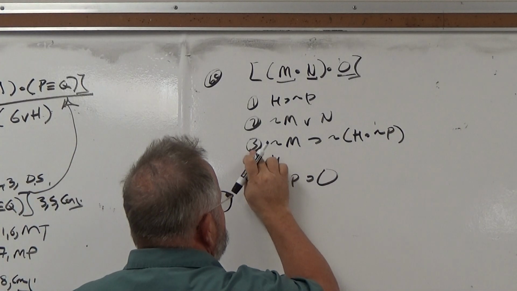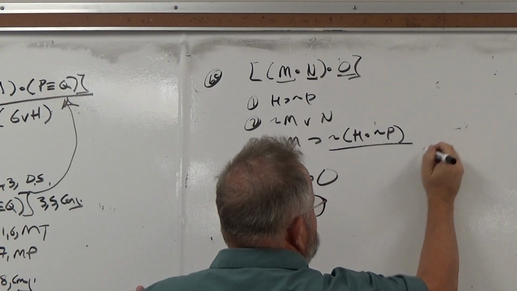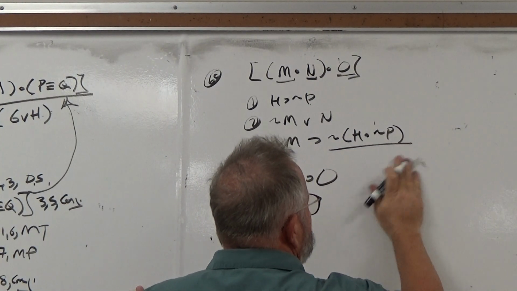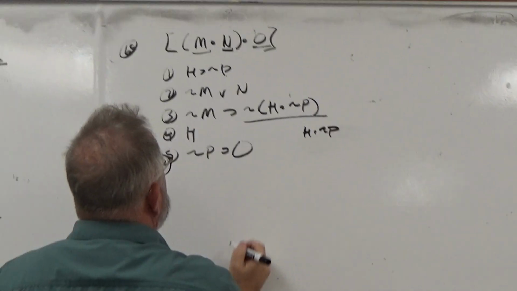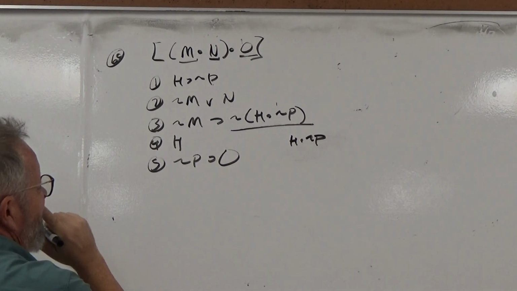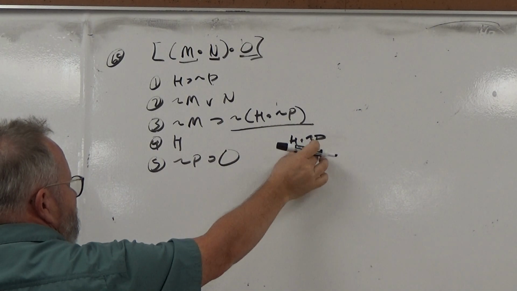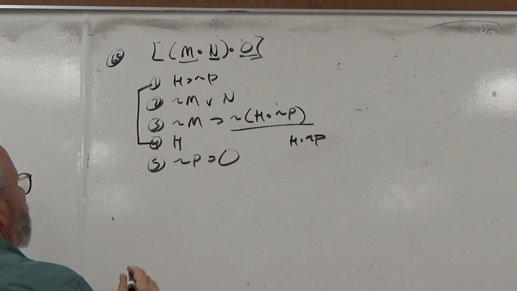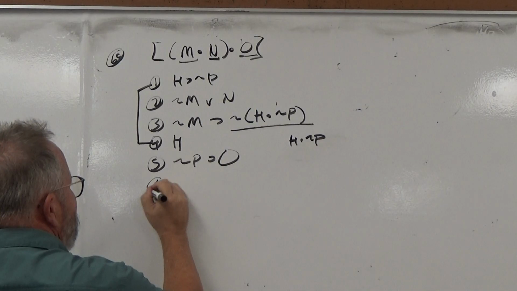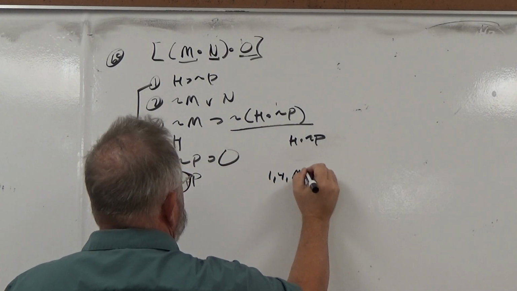That would require, looking at line 3, the opposite of this. In other words, it would require H and not P. Let's see, do I have that? I have an H, so if I could get a not P, I could conjoin them together. And look, I can get a not P with 1 and 4. That gets me not P, 1, 4, modus ponens.